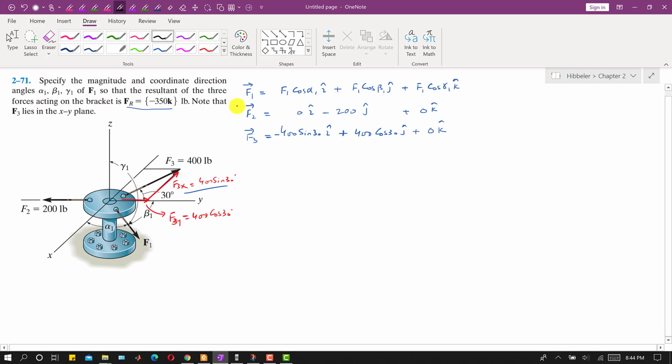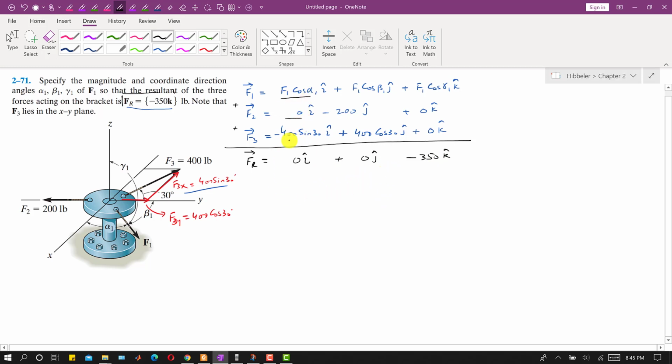Now if I add F1 plus F2 plus F3, they must give us the resultant Cartesian vector. In the problem statement, the resultant Fr vector is equal to minus 350k, and the i and j components are 0. So this is 0i plus 0j minus 350k, right?